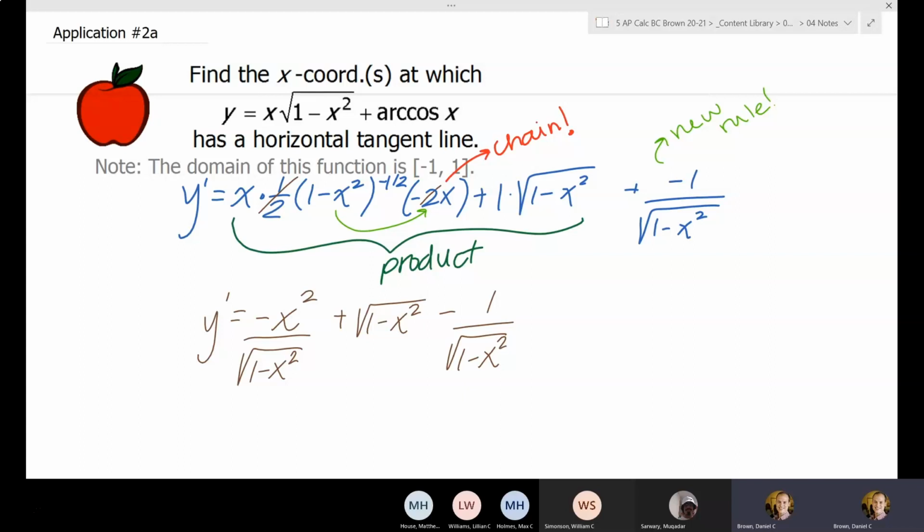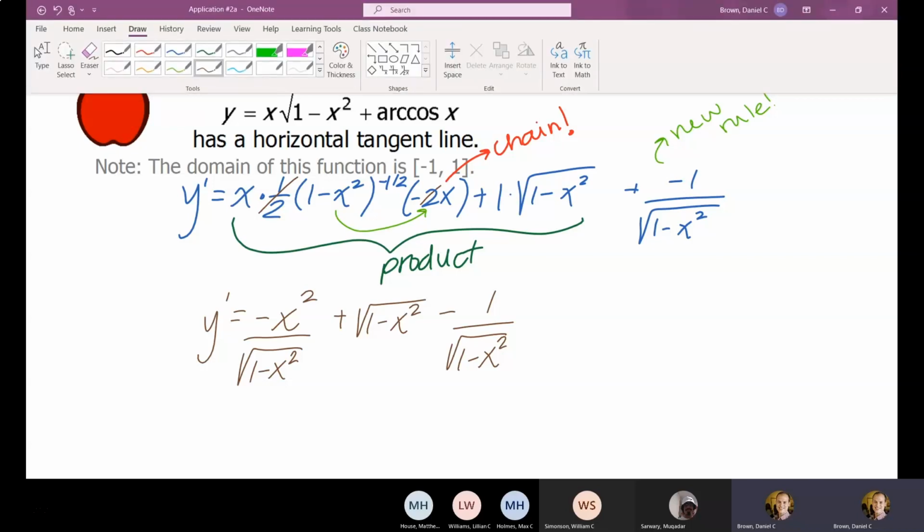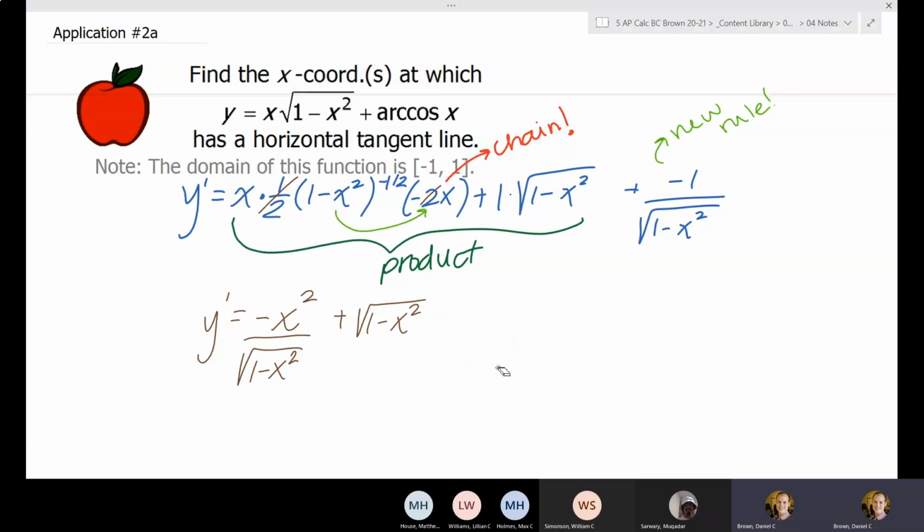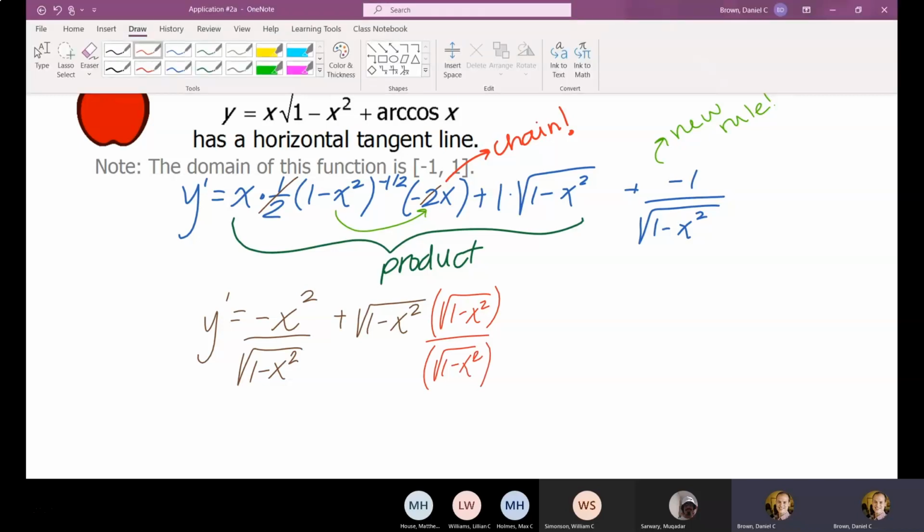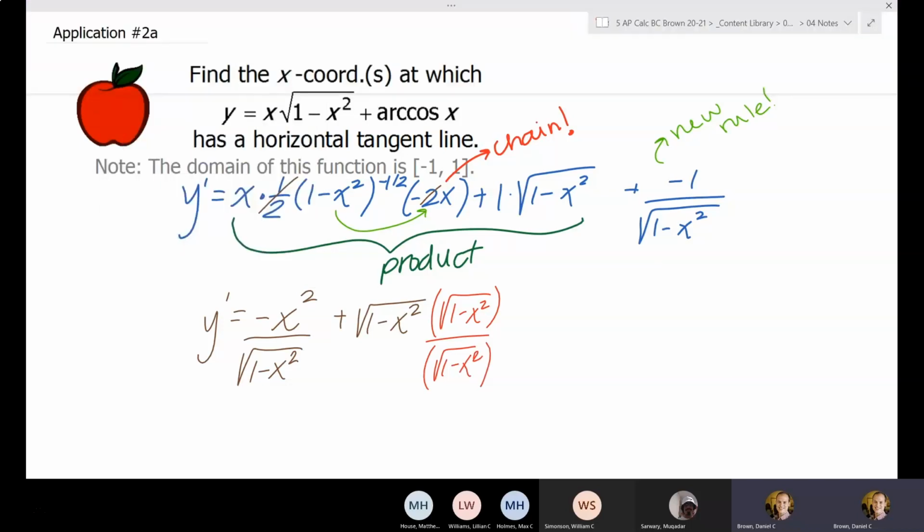So if I'm looking at this, I do need to set this equal to 0, but right now I have 3 terms in here. So I would recommend getting a common denominator and then adding them together. So I'm going to go ahead and multiply the second one by the square root of 1 minus x squared over 1 minus x squared, and then simplify it from there.